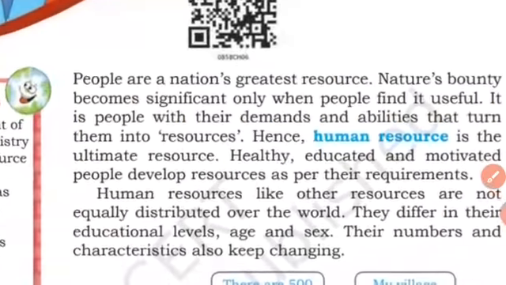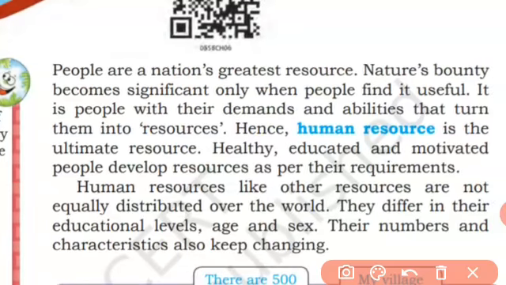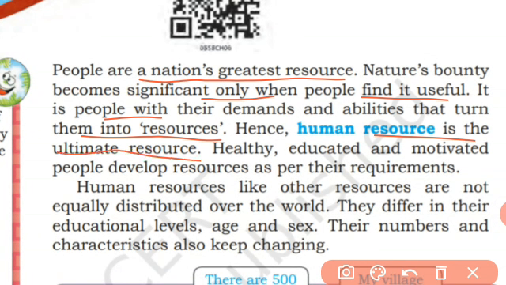People are a nation's greatest resource. Nature's bounty becomes significant only when people find it useful. It is people with their demands and abilities that turn them into resources. Human resource is the ultimate resource: healthy, educated, and motivated people. All the qualities are in human beings and they develop resources as per their requirements.